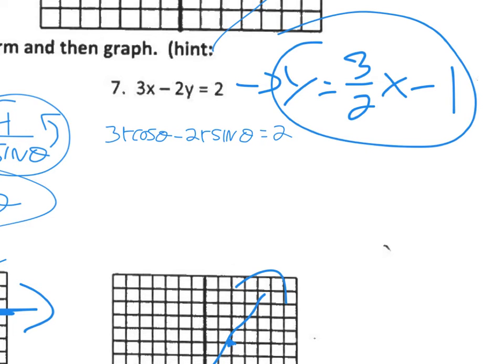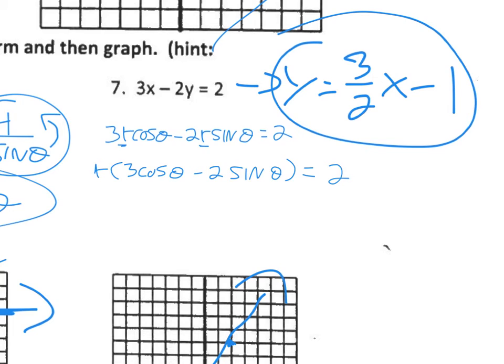Now that we're looking at this, we need to get r by itself. Since we have two r's, an r here and an r here, the key to getting only one r is that you need to factor out an r. That's the common factor on the left side of this equation. So we're going to factor out an r, and we're going to have r times 3 cosine of theta minus 2 sine of theta equals 2.